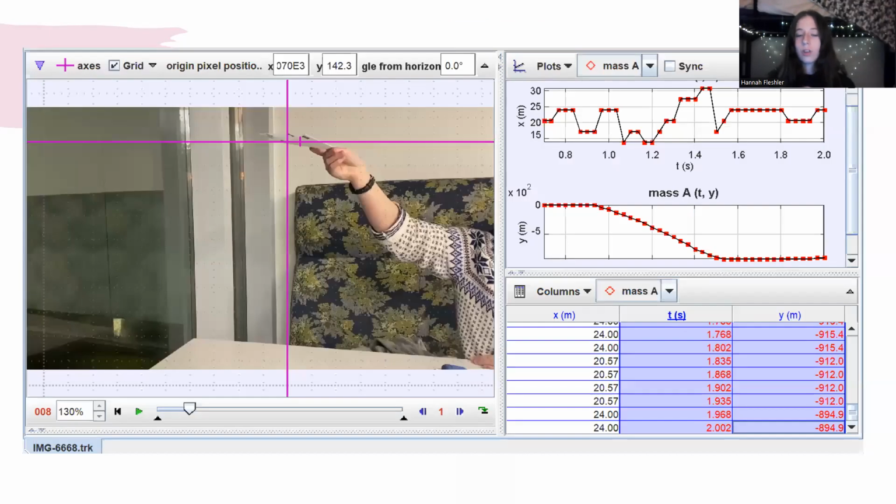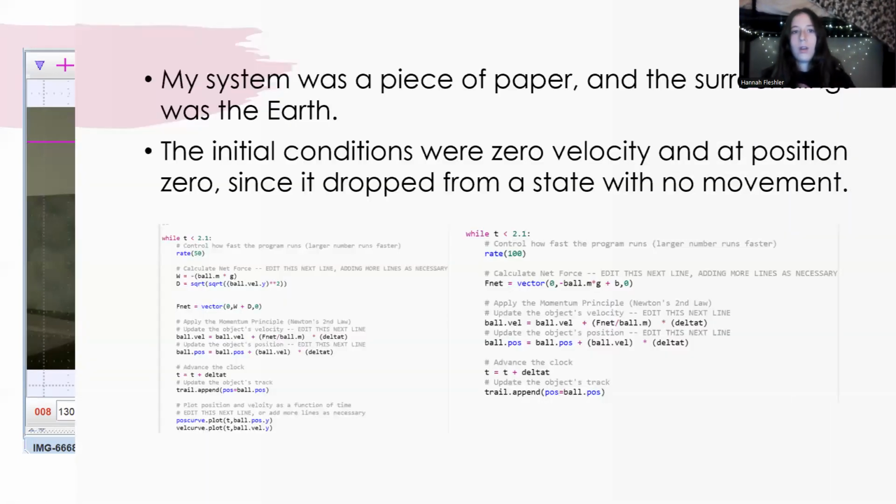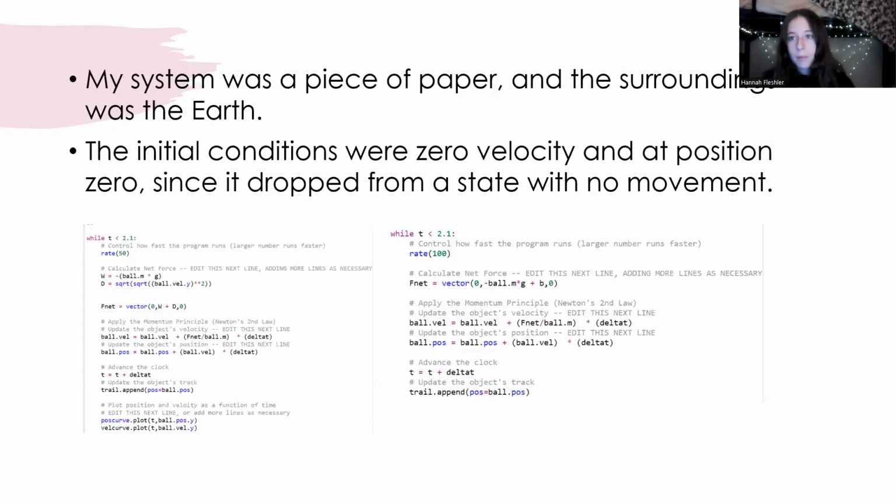Here's an image of my tracker. On the left, you can see I'm dropping a piece of paper, and on the right, you can see my graph. It is a relatively straight negative line. My system was a piece of paper, and the surroundings was Earth. The initial conditions were set to 0 velocity and position 0, since it dropped from a state of no movement, and 0 position just because it's the easiest to model.